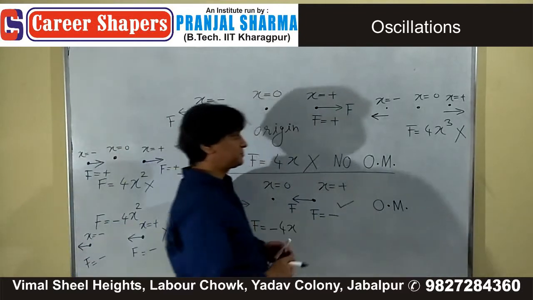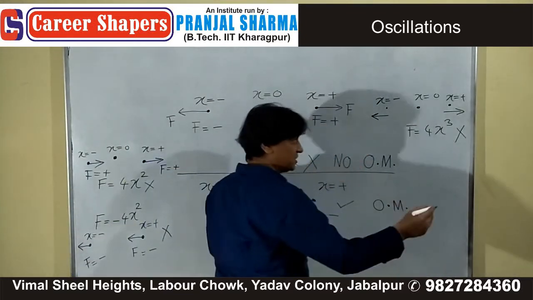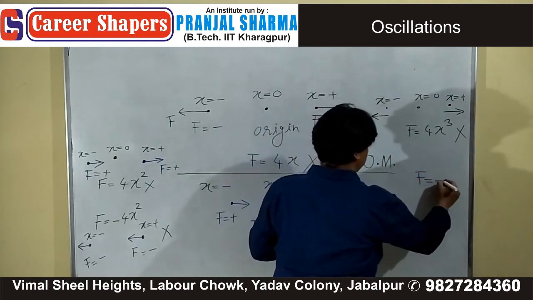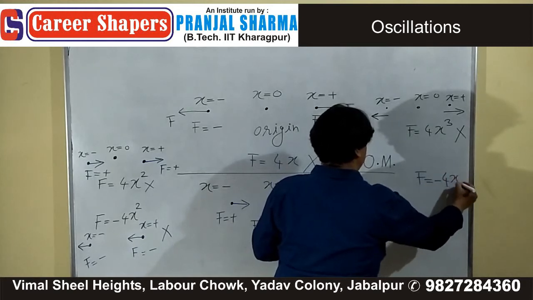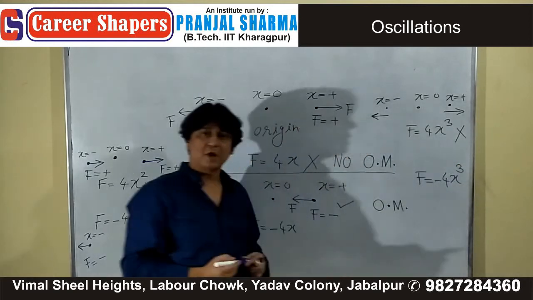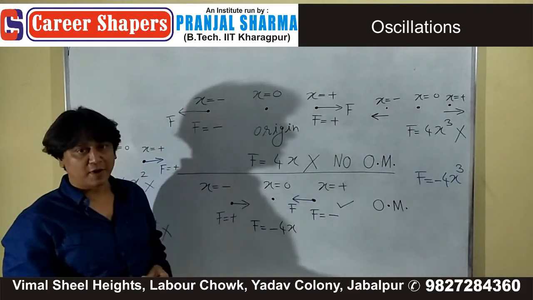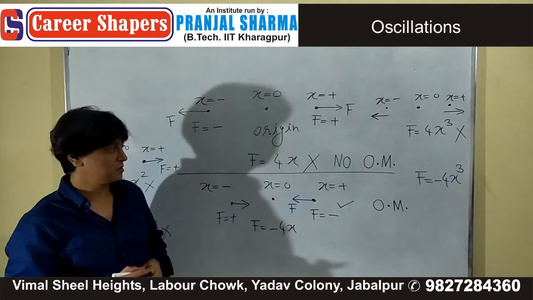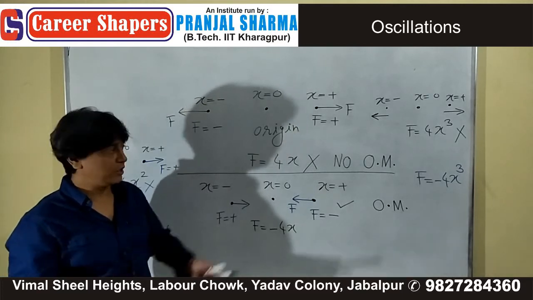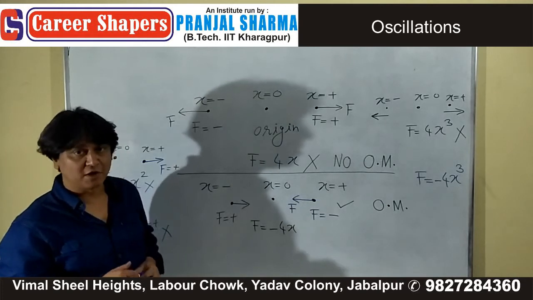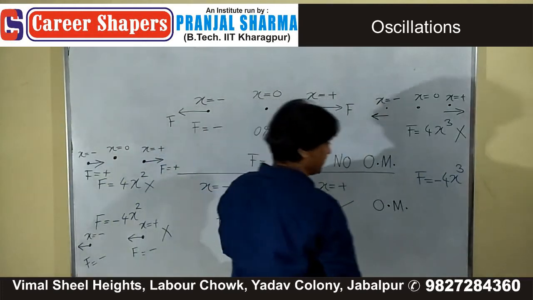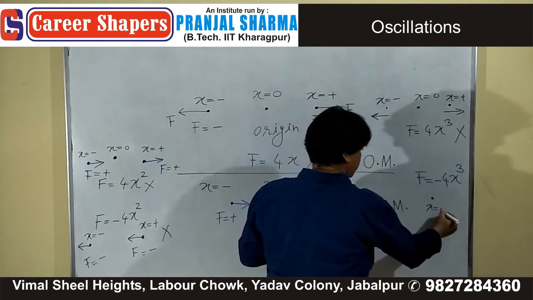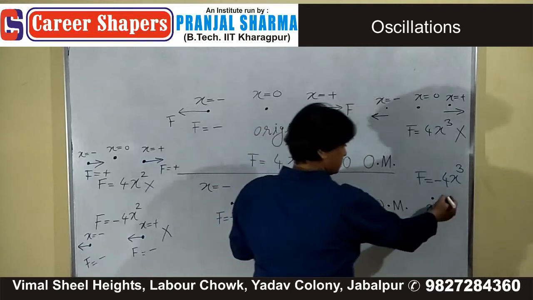Which means if somebody gives us this type of thing, that F is minus of 4x cubed. Now look at this, minus of 4x cubed. Think about it, whether it is an oscillatory motion or not. Give it some time, pause the video, think about it, whether we see an oscillatory motion or not, and then come back and see. So, this is the origin, x equals 0. An object, this side.